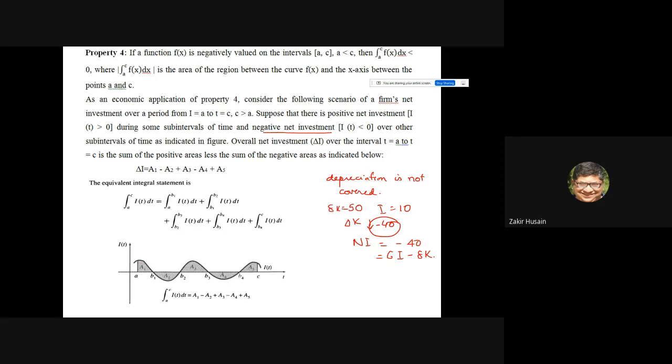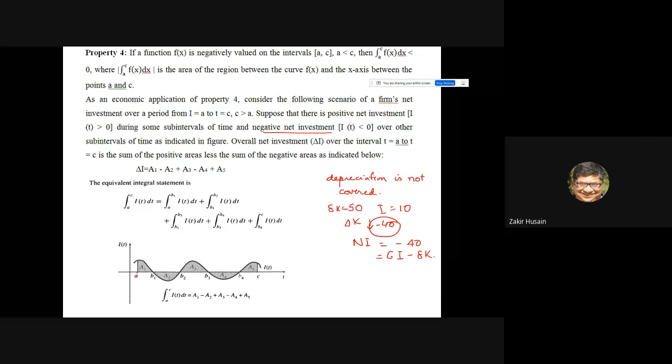If you look at the firm, the period starts from A and ends at C. From A to B1, the firm makes a net investment. If we assume the capital stock depreciates at 50 in all periods, during this period it makes an investment greater than 50, so the capital stock is augmented. But from B1 to B2, depreciation is greater than the investment. The firm invests varying amounts, 10, 20, 30, 40, whatever, but it is less than the depreciation, so the capital stock declines.